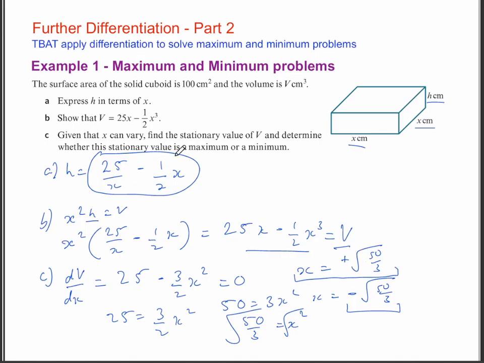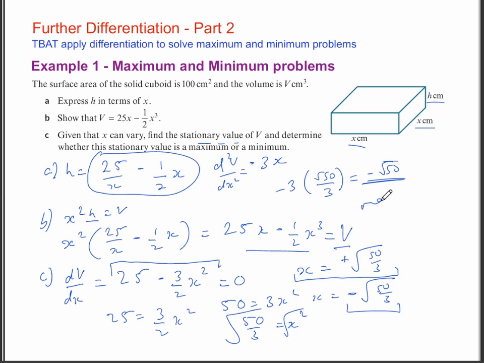And now we need to find whether that stationary value is a maximum or a minimum. For that we need to find the second derivative. Therefore of this right here, we find the second derivative, which is going to be negative 3x, after taking negative 3 over 2 times 2 times x to the power 2 minus 1, which is just 1. So negative 3x. And that is our d2v over dx squared. Then we can put in our value of x, which is root 50 over 3. So negative 3 times root 50 over 3. And that is going to be negative root 50, which is a negative value. That means that stationary value will be a maximum.